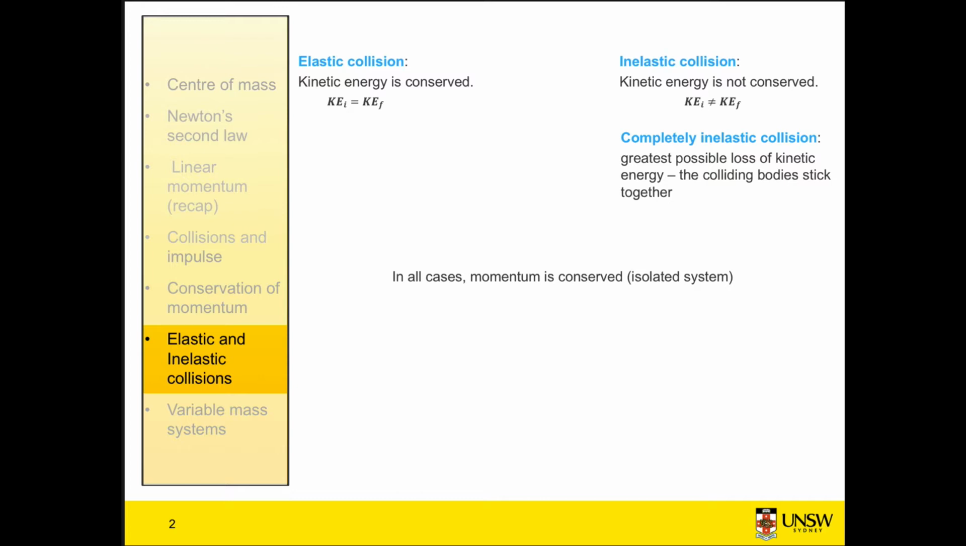We know that we're dealing with an isolated system, so in all cases, elastic, inelastic, and completely inelastic, momentum is conserved. We know that the momentum of the system is equal to the mass of the system multiplied by the velocity of the center of mass, and since momentum is conserved, then the initial and final momentum is equal.